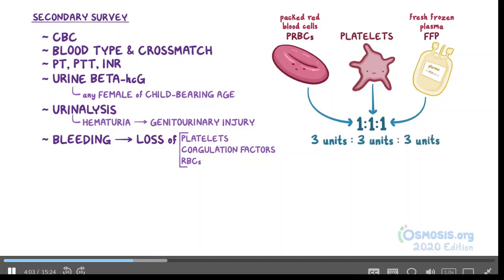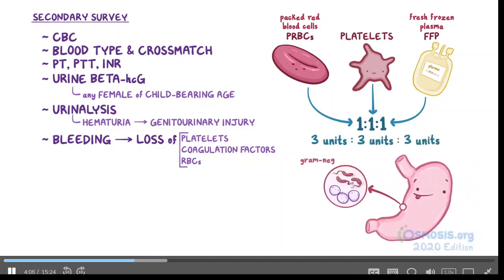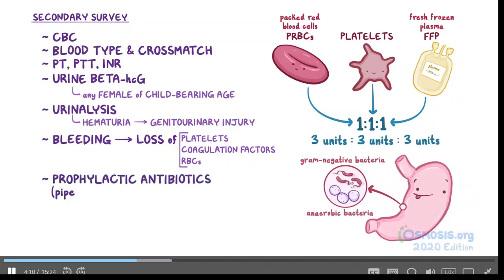units of FFP. Additionally, because gram-negative and anaerobic bacteria live in the gut, prophylactic antibiotics like piperacillin tazobactam are given to decrease the risk of an intra-abdominal source of sepsis.